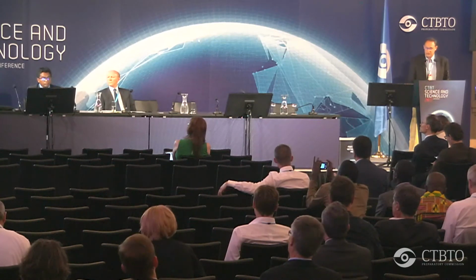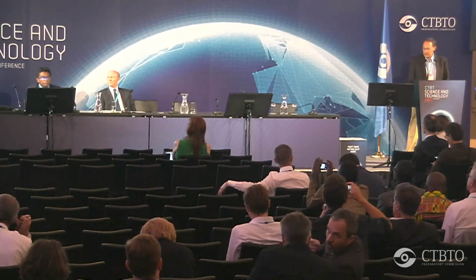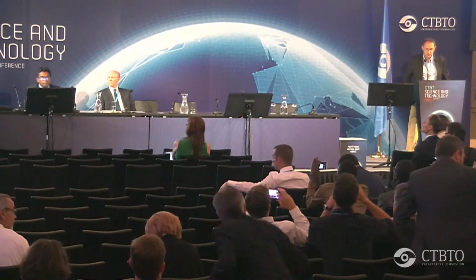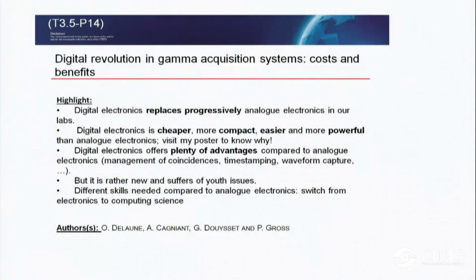Hi, I'm pleased to present this poster on behalf of my colleague Olivier Dolon. Today's situation in gamma spectrometry is almost the same as in photography 20 years ago, when we progressively changed from silver photography to digital. The digital electronics opens a new field of opportunities for gamma spectrometry. It has plenty of advantages, like you can manage coincidence, do timestamping, waveform capture, pulse shape analysis, and many things. But of course, there is also a price to pay for this. The poster will come back to the advantages and drawbacks of these methods. So enjoy the visit to the poster. Thank you.